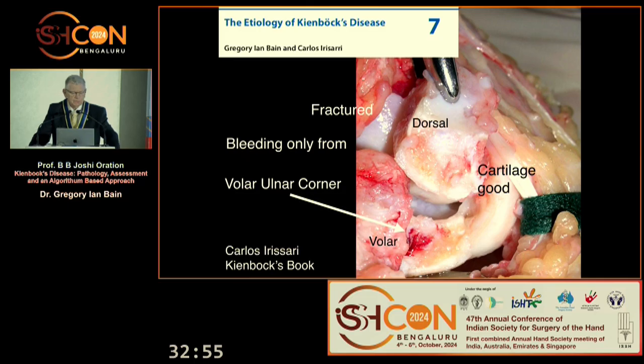So Dr. Irasi published this photograph in the book, which included a complex fragmentation of the lunate. We can see only part of the lunate is vascularized on its volar aspect. The articular cartilage looks normal. It's pretty good. So in fact, despite these fracture fragments, we can see the articular cartilage looks pretty good.